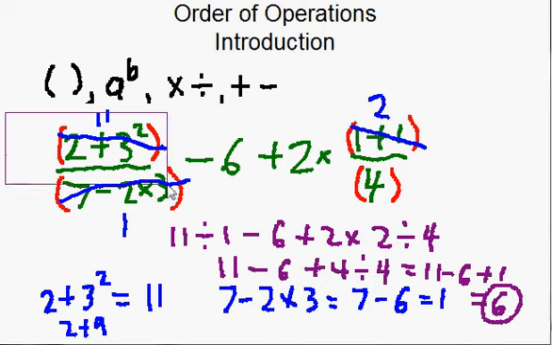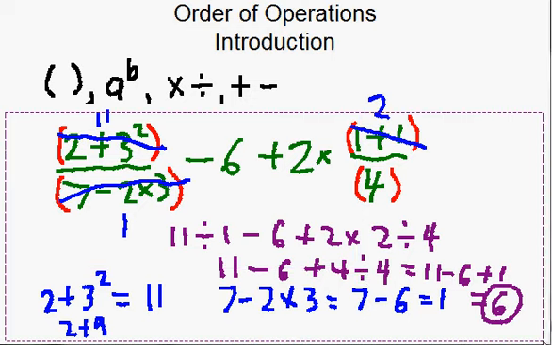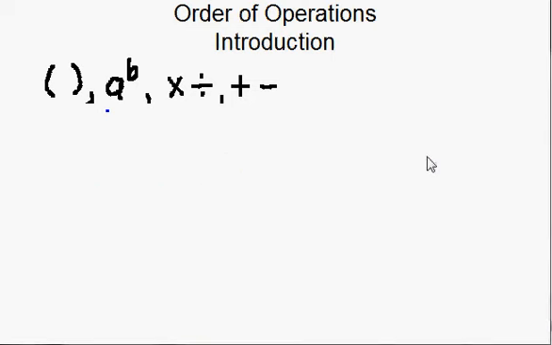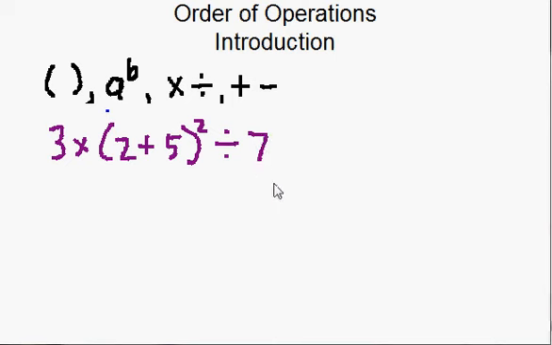All right, let's do another example. Let's say we have 3 times (2 plus 5) squared, divided by 7. Okay, I look and I see that I've got parentheses. What's inside the parentheses? 2 plus 5. Don't worry about the squared for now. I'm just worrying about what's inside the parentheses. So 2 plus 5 is 7. So I take that and replace it by 7.